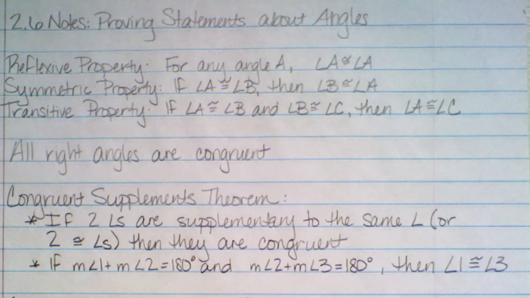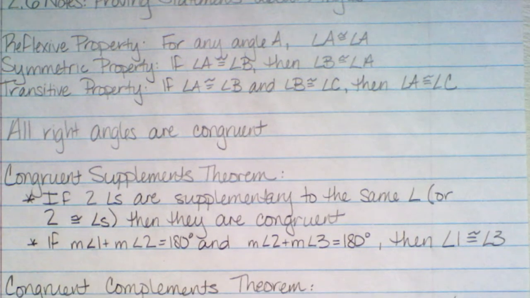The second says that if the measure of angle 1 plus the measure of angle 2 equals 180 degrees, and the measure of angle 2 plus the measure of angle 3 equals 180 degrees, then angle 1 has to be congruent to angle 3. Hopefully you kind of see that. If you set those two equal to each other, since they both equal 180, and then subtract out the measure of angle 2, you would get that angle 1 and angle 3 are equal to each other. And if two things are equal, then they're also congruent. So that's the congruent supplements theorem.